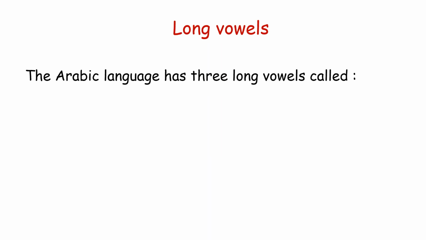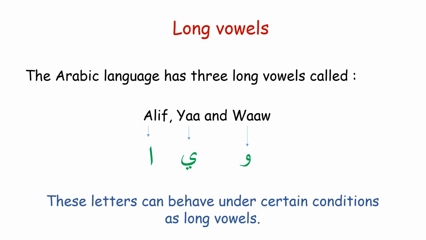The Arabic language has three long vowels called Alif, Yaa, and Waaw. And yes, you are familiar with all three of them because they are actual letters, not symbols. These three letters can behave under certain conditions as long vowels. Fear not, these conditions will be discussed along with the definition of long vowels. So, having said that, let's begin.